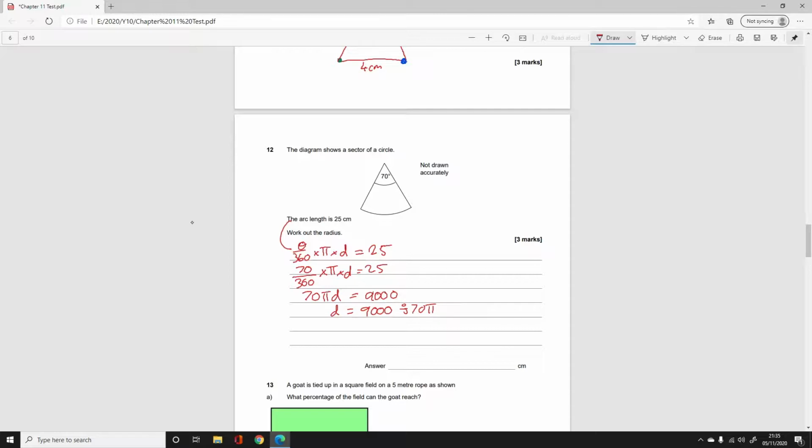which will give you that the diameter of this shape is 40.93. However, we want the radius of the shape, so we're going to need to divide that by 2, and we'll get that the radius is 20.46 centimeters.